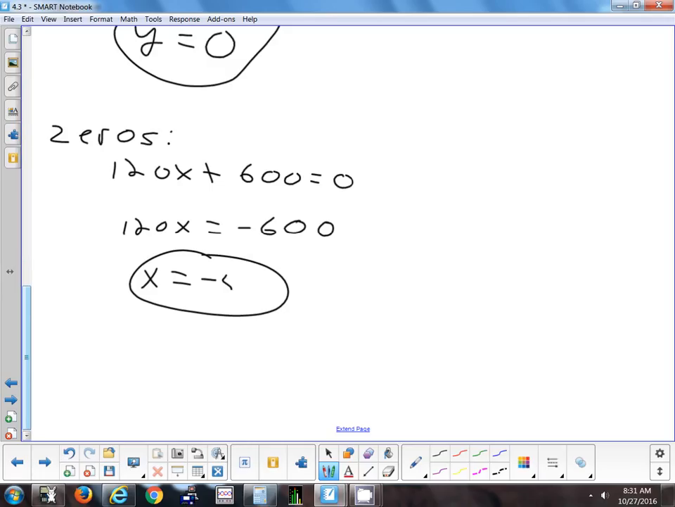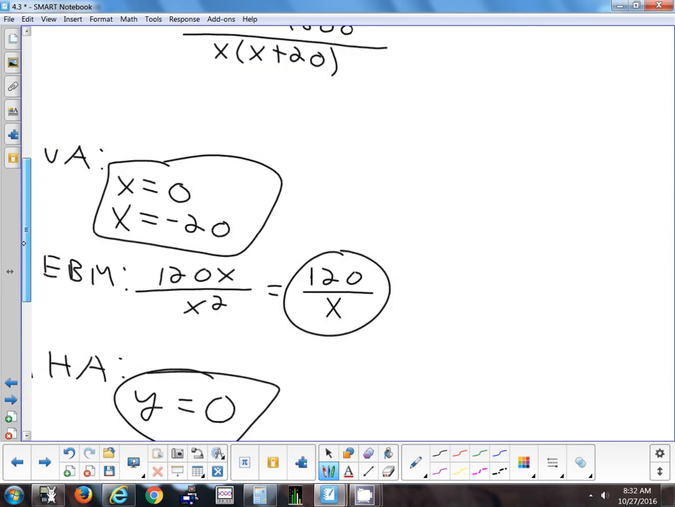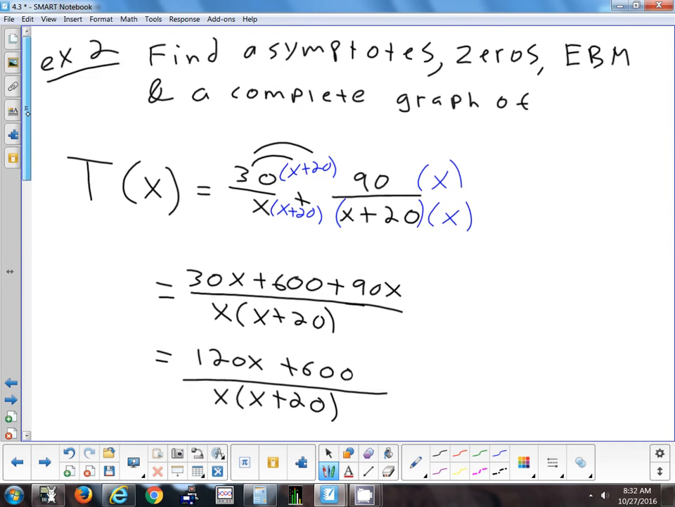-5. Again, what does that mean in the context of this problem? Well, not much, because that's negative speed. But they asked us to find it, so we found it. Okay, so we got our zeros, asymptotes, end behavior model, and now we'll graph it.